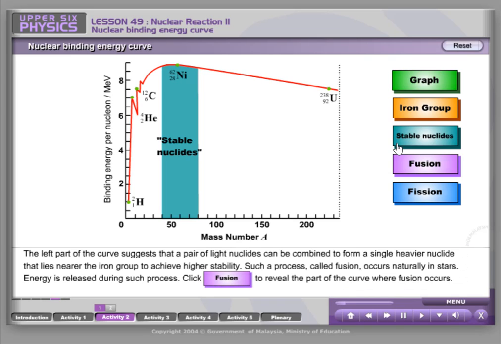The left part of the curve suggests that a pair of light nuclides can be combined to form a single heavier nuclide that lies nearer the iron group to achieve higher stability. Such a process, called fusion, occurs naturally in stars. Energy is released during such a process. Click the fusion button to reveal the part of the curve where fusion occurs.